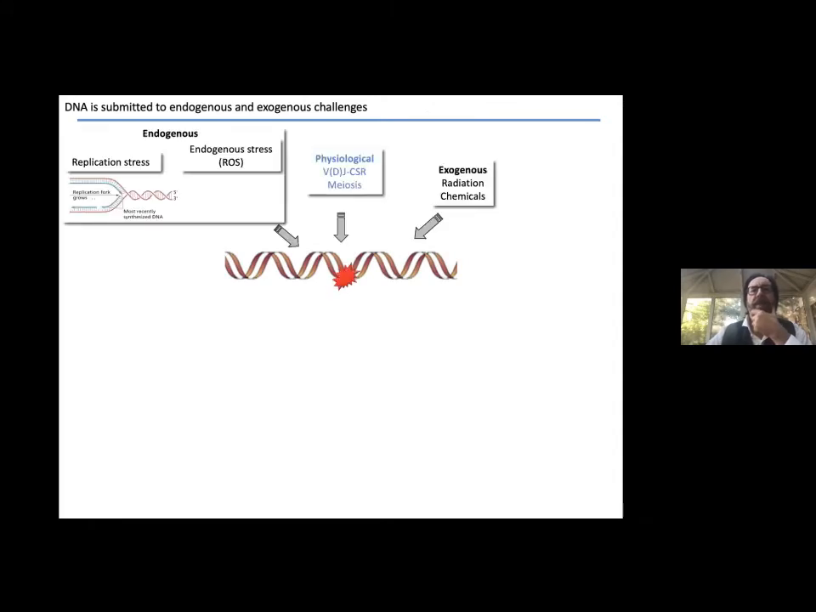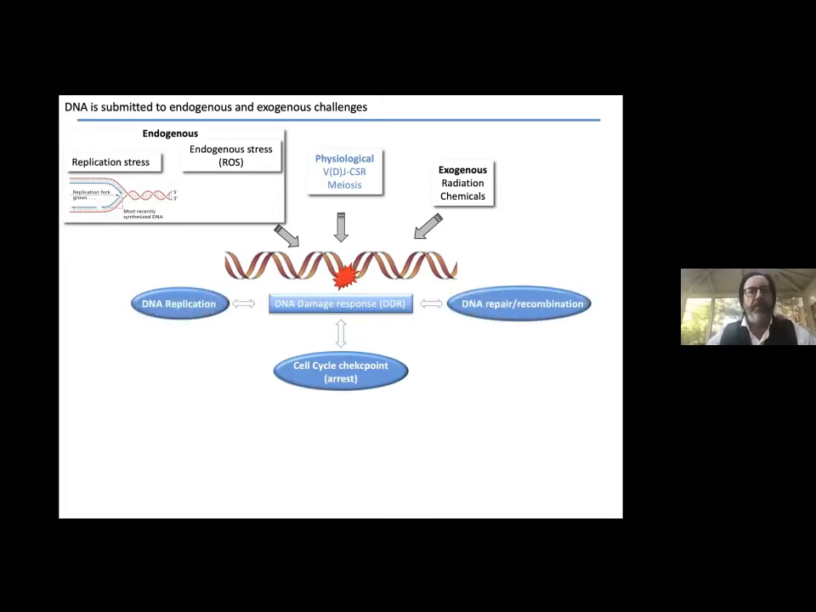Then what can be the response when we have a stress? Is this mutagenic or not, or is sepiolite able to generate DNA damage? When you have a break in the DNA, from exogenous or endogenous stress, then you have the DNA damage response, which coordinates the cell cycle with DNA replication and DNA repair to maintain genome stability.